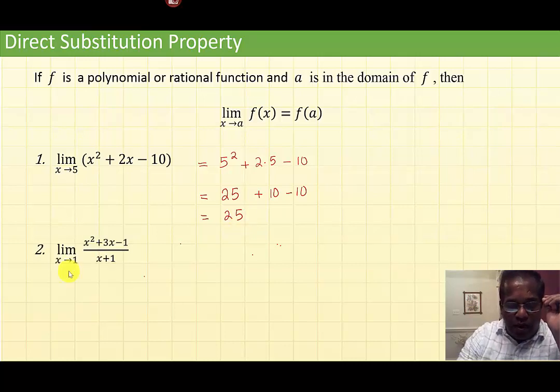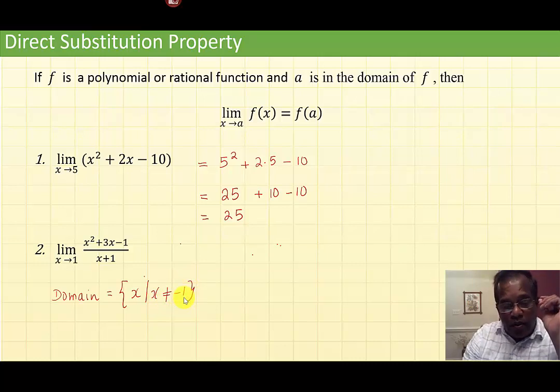And in this problem, we want to find the limit as x approaches 1 of this function. As you see, this is a rational function, and the denominator is going to be 0 when x equals negative 1. That means the domain of this function is all x except x equals negative 1.